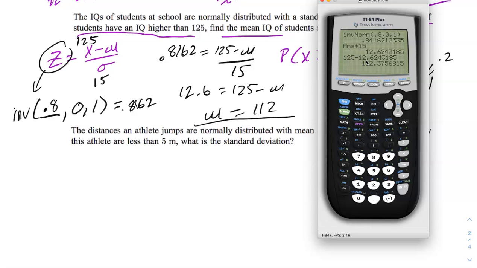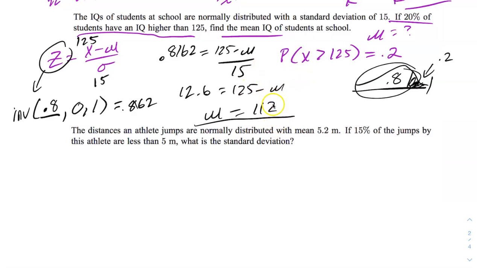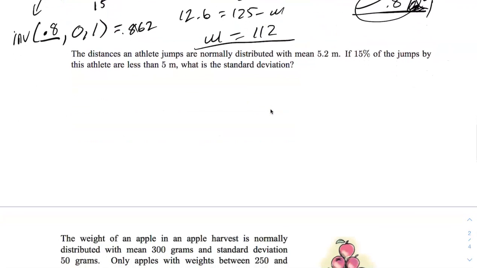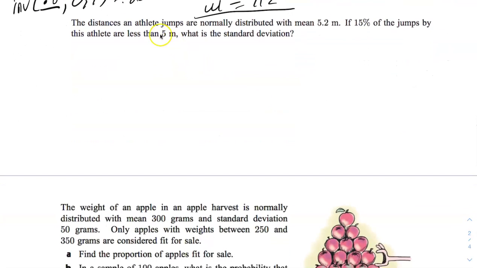So there we go, that's a nice mean. Next one: the distance an athlete jumps is normally distributed with a mean of 5.2. If 50% of the jumps by this athlete are less than 5 millimeters, what is the standard deviation? So now we're missing a standard deviation, but it's essentially the same problem, right? I'm missing something, so I have to use this formula.